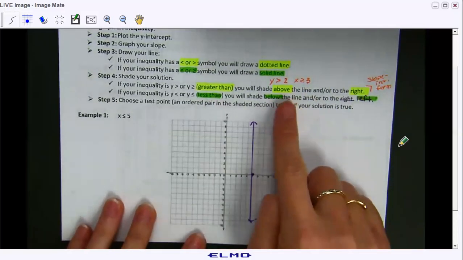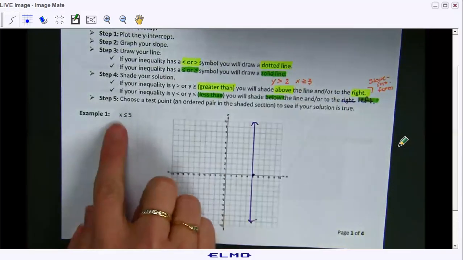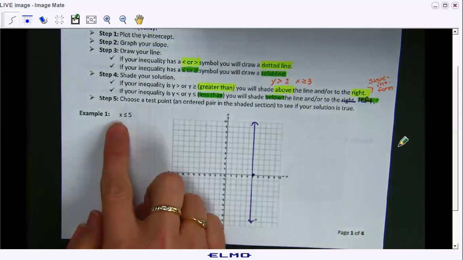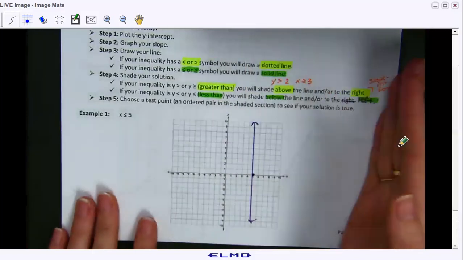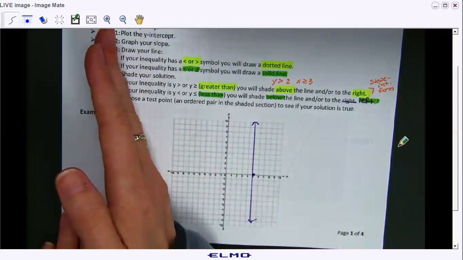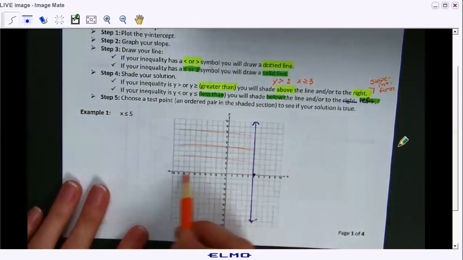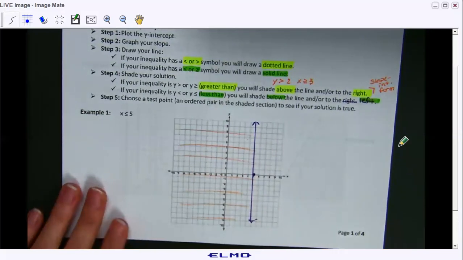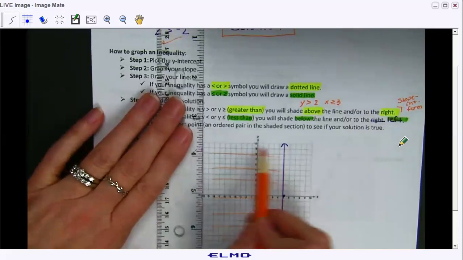Actually, those are switched. Okay, I'll come back to that in a minute. So if x is less than 5, then we are going to shade either right or left. Right would be greater than, left would be less than. Okay, so when you shade, you can just draw lines that look like this if you want, or you could actually shade the entire graph if you wanted.